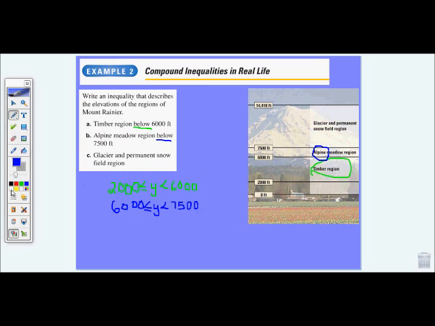So the last one is our glacier. I'm going to circle it over here in black, but we'll write it in white because it's the snow part. And this one says glacier and permanent field region. And it doesn't give us anything in the description that we have to be worried about. So we can just look at our chart there, and the lowest point would be 7,500.